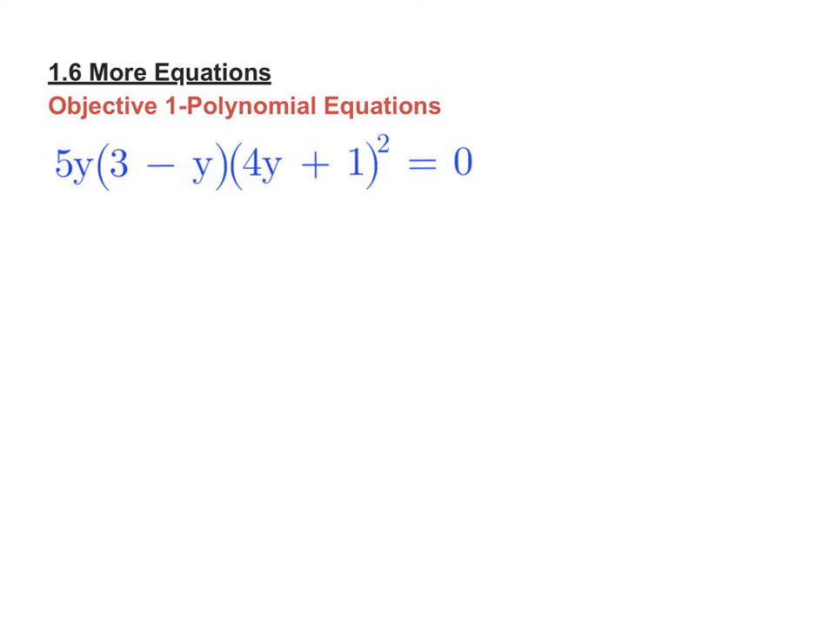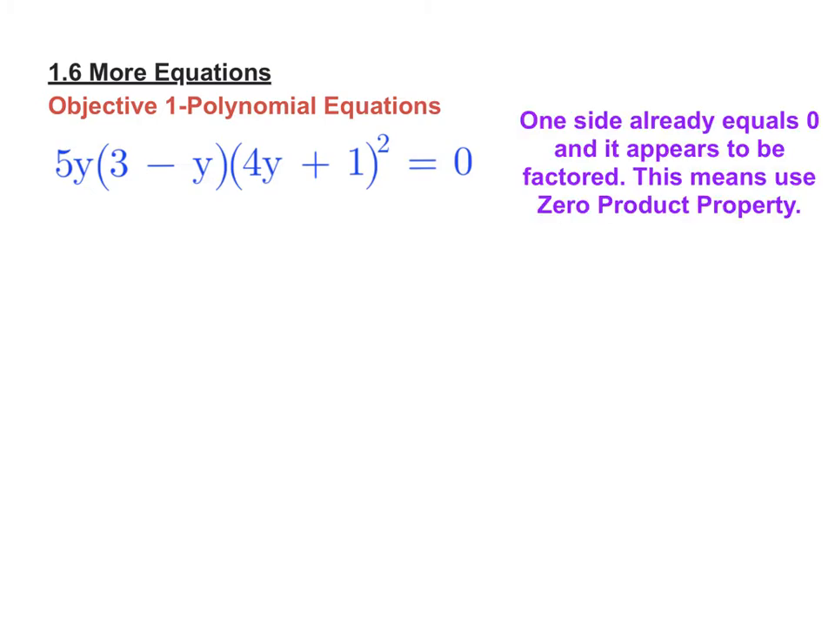You have 5y times the quantity 3 minus y times the quantity 4y plus 1 squared equals 0. So the thing that's nice about a problem like this, and you are going to see some of these in your homework, is that one side's already equal to 0 and it's factored. So it's almost like it's in factored form right now, like the work has already been done for you, and so you use the zero product property and just set all those factors equal to 0 and solve.